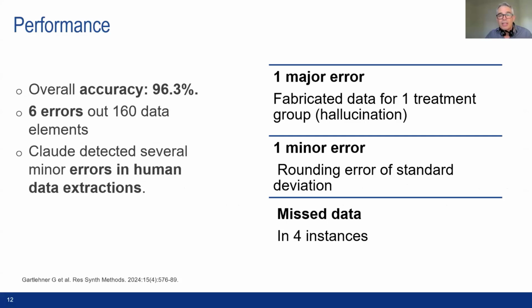Claude achieved a 96.3% accuracy. It made only 6 mistakes out of 160 data extractions. 4 times it missed data. There was one major error where it fabricated data, what is called a hallucination, and one minor error which was just a rounding mistake in a standard deviation. And it also detected several errors in the human data extractions.